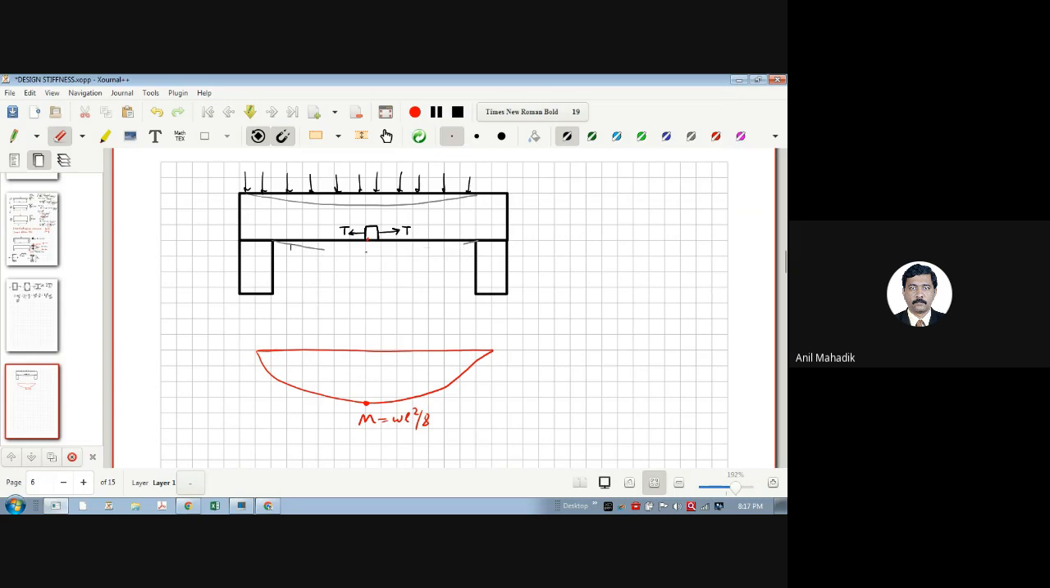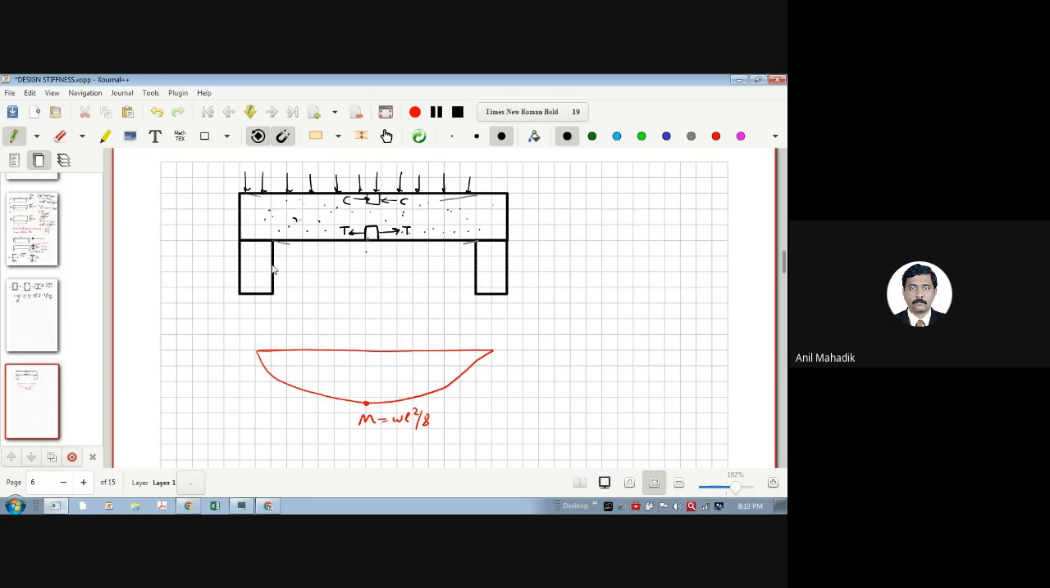Now, due to the bending there will be bending moment, and due to the bending moment, all of you know that there will be compression here. Here there will be compression, and here there will be tension. Now let's say this is our concrete material, right? And all of you know that if it bends, what will happen? What will happen to it after bending?